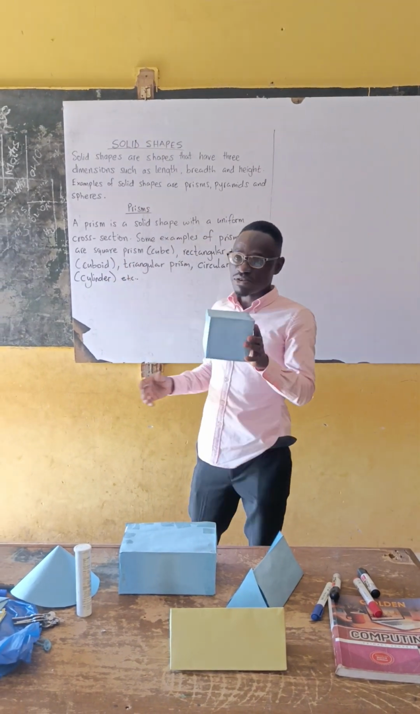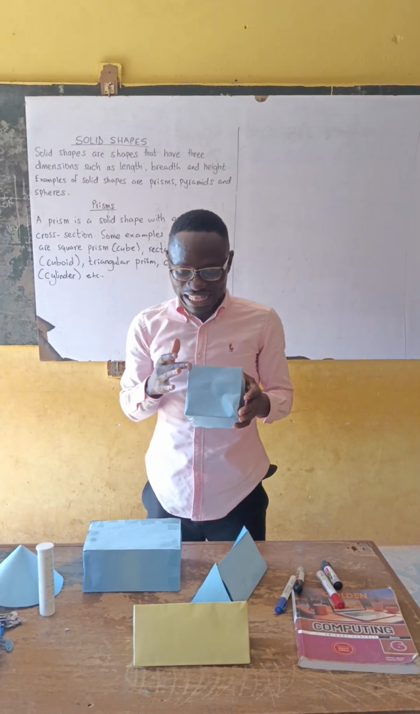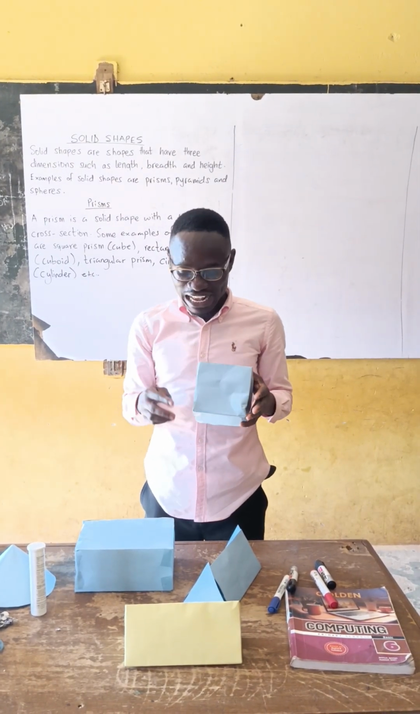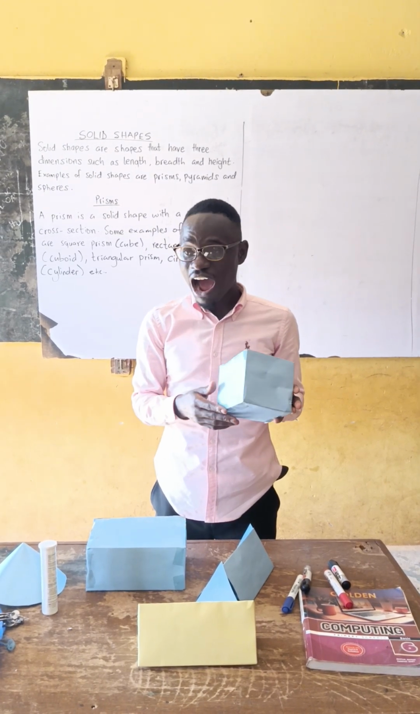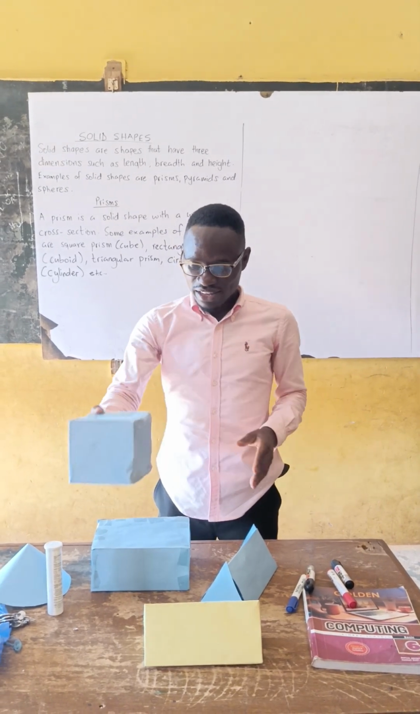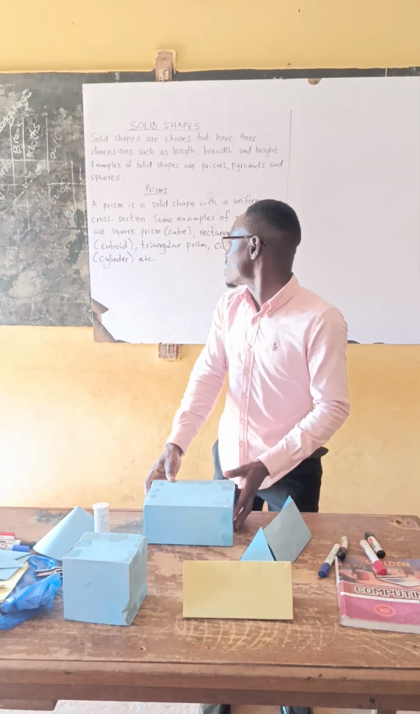A square prism is also called a cube. It is known as a cube or square prism because the dimensions are equal. You realize I have the height, the breadth, and then the length. They all have the same distance. Good.